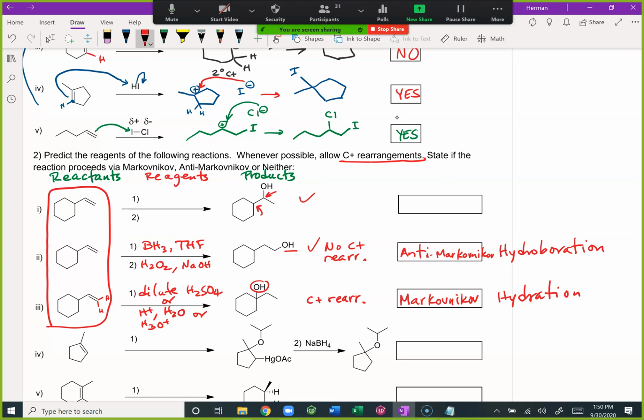That means rearrangement. I have 1 more minute. Please just give me 1 more minute. Let's finish this one up. Does this look like Markovnikov to you? I'm putting a hydrogen here and an OH here. So yes, the hydrogen is going to the least substituted carbon, and the OH is going to the more substituted carbon.